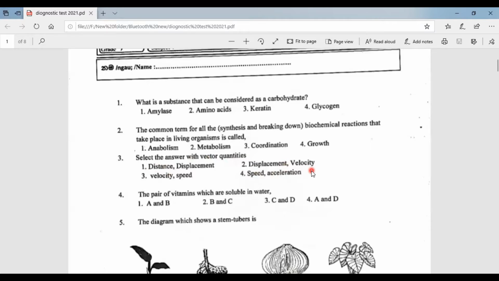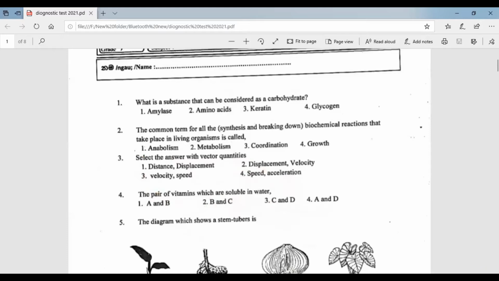Answer number 2. In the third one, speed is a scalar quantity. In the fourth one also, speed is a scalar quantity. Acceleration and velocity are vector quantities. Answer number 2.